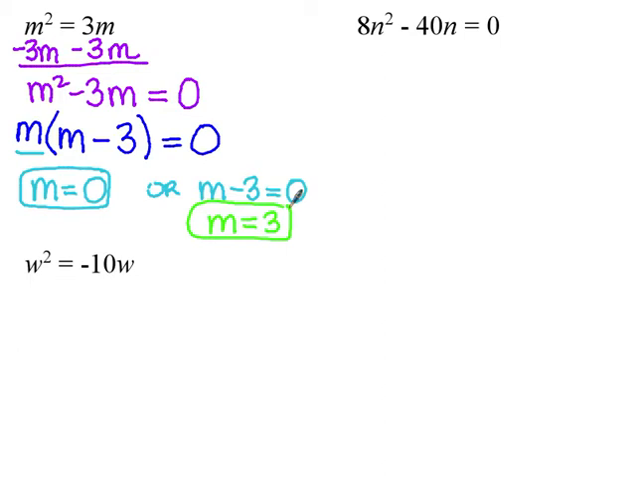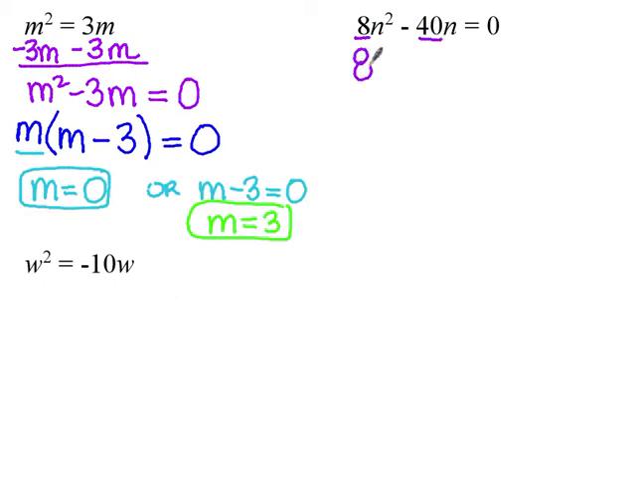Very first step, you're looking for what's in common with the 8 and the 40. That's your very first step. The second step is to find out what's in common with the n squared and the n. So first step, what's in common with the 8 and the 40? And then what's in common with the n squared and the n?